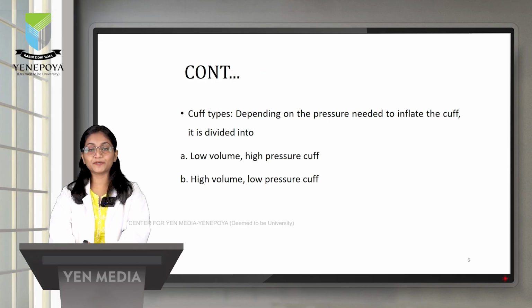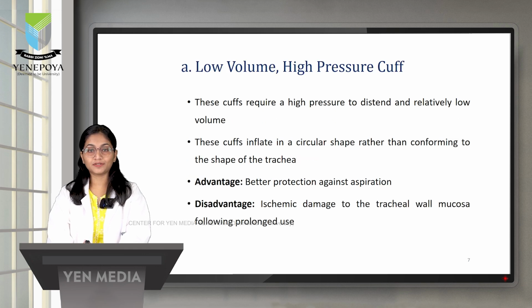Cuff types. Depending on the pressure needed to inflate the cuff, it is divided into two: low volume high pressure cuff and high volume low pressure cuff. First is the low volume high pressure cuff. These cuffs require a high pressure to distend and relatively low volume. These cuffs inflate in a circular shape rather than conforming to the shape of the trachea. The advantage of a low volume high pressure cuff is that it provides a better protection against aspiration, and the disadvantage is that it can cause ischemic damage to the tracheal wall mucosa following prolonged use.